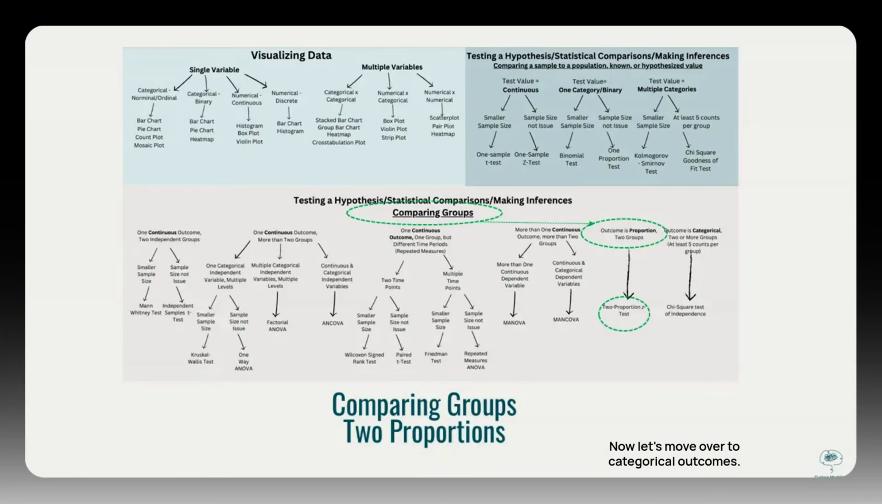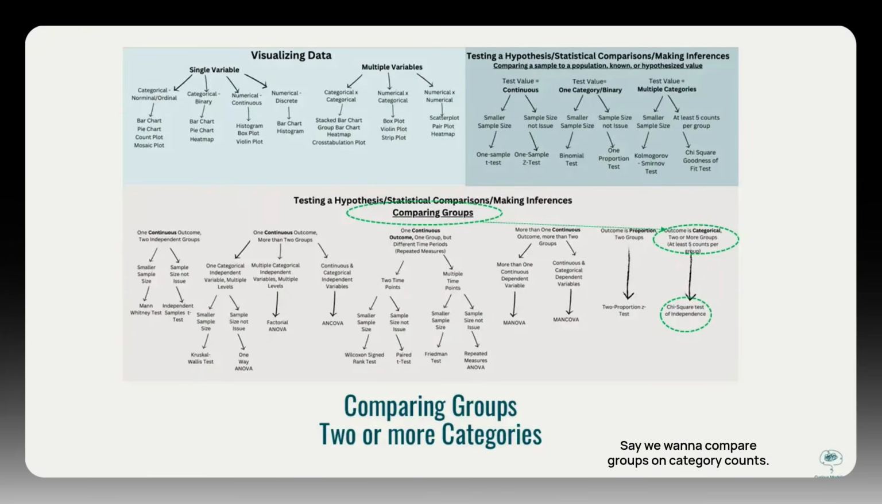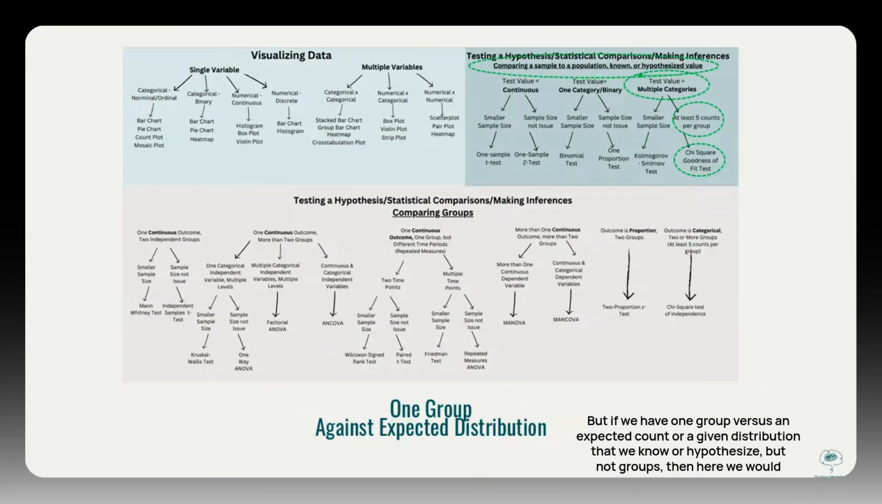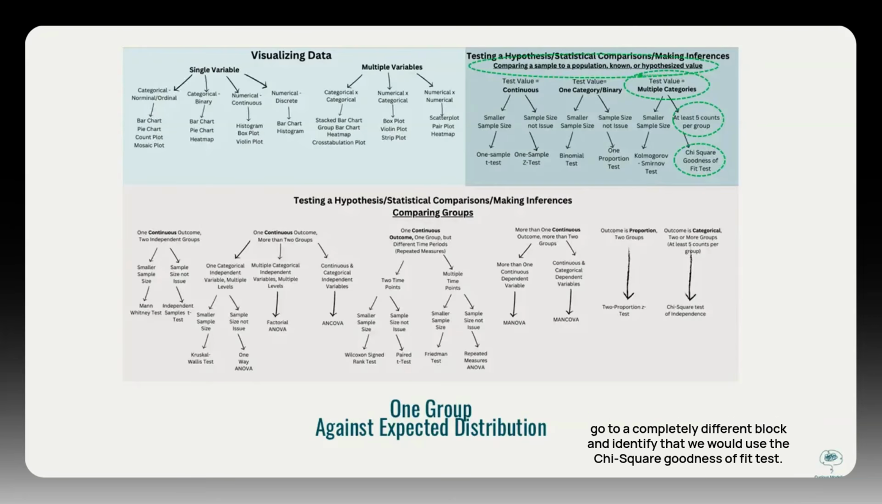Now let's move over to categorical outcomes. Let's say we want to compare 2 proportions. We would use a 2 proportion z-test. Say we want to compare groups on category counts. This suggests chi-square test of independence. But if we have one group versus an expected count or a given distribution that we know or hypothesize, but not groups, then here we would go to a completely different block and identify that we would use the chi-square goodness of fit test.